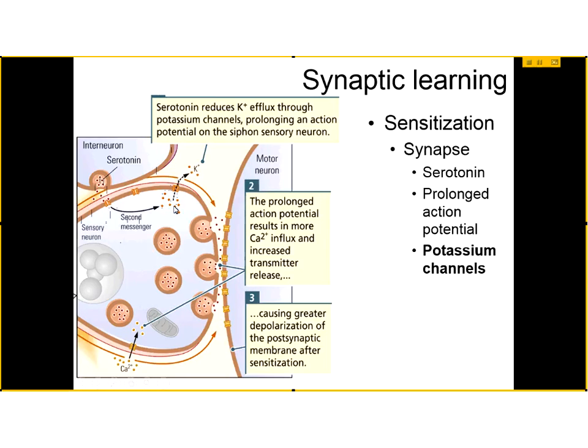Now remember, what was the important role of potassium in the action potential? I'll give you a second here to go back and maybe look through your notes to see if you can answer that question. So what was the role of potassium in the action potential? What did it do? We talked about the different phases. What was potassium important for?